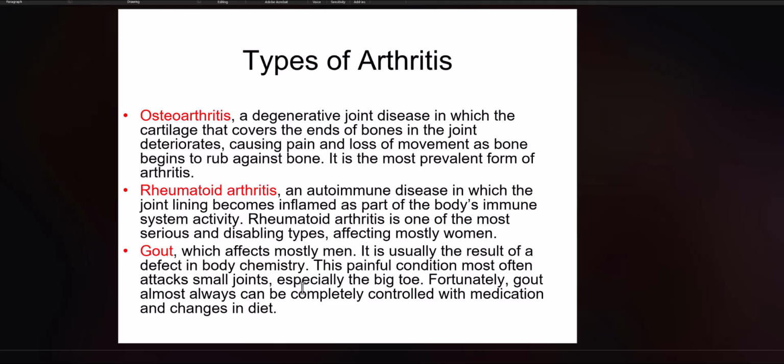Gout is actually a metabolic disorder with too much uric acid crystals in the joint spaces. Don't worry about that detail, but this is a painful condition. Amazingly, it only affects smaller joints, the big toe being the most common, and this one is far more common in men, and typically dietary changes and medications are necessary to reduce that form of arthritis.